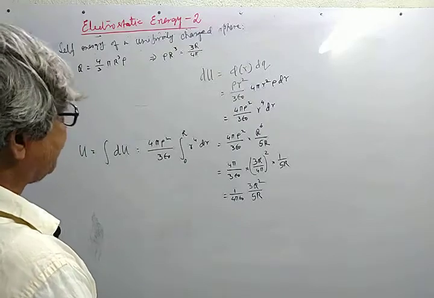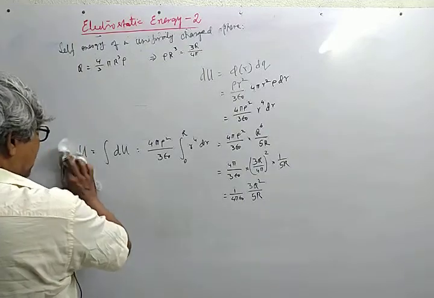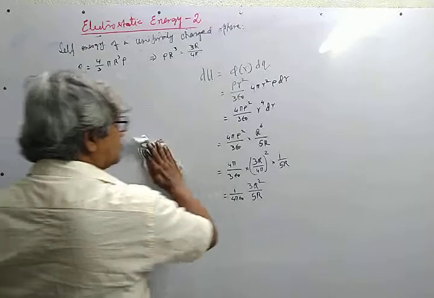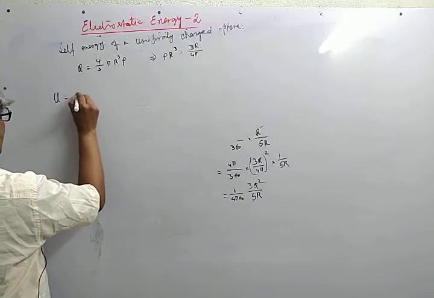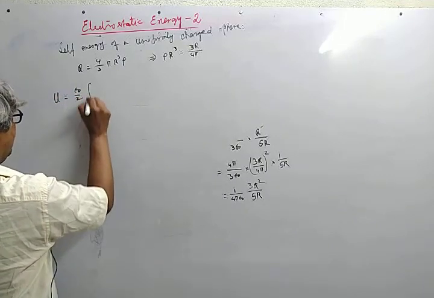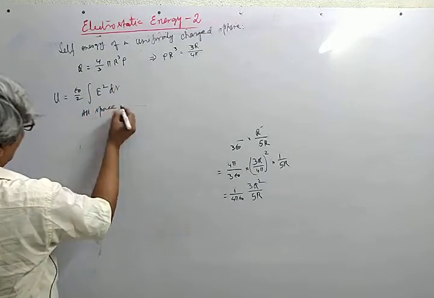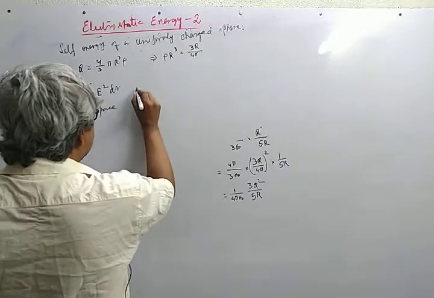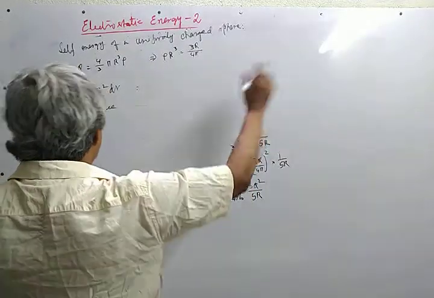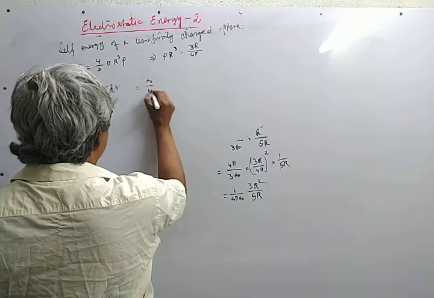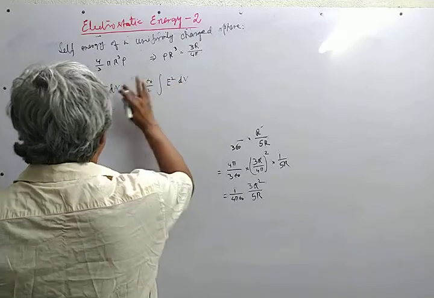The same expression for energy can also be obtained from the other two expressions available to us. So we can also calculate the self energy as this: U is equal to epsilon naught by 2 E square dv. This is over all space. We divide all space into two parts. One is the sphere of radius r, and the other is the remaining part. So this is epsilon 0 by 2 E square dv.